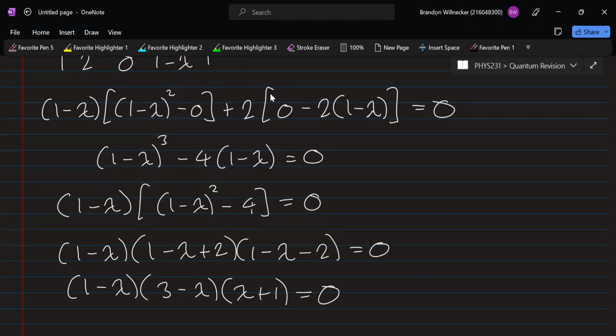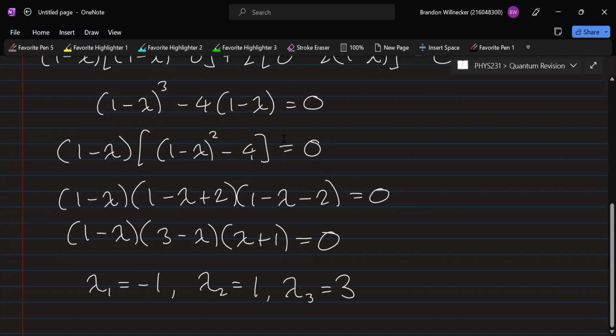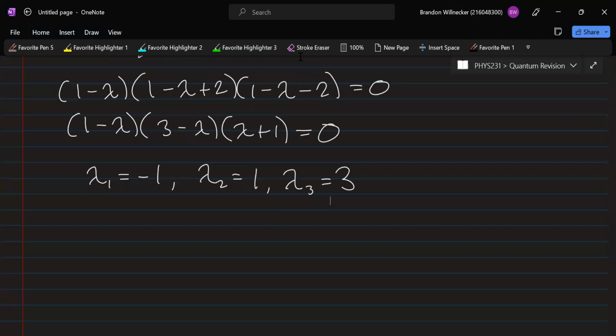Okay, so we've got a product of 3 terms equaling 0, so we can easily solve for our lambda values. So lambda 1 is minus 1, lambda 2 is 1, and lambda 3 is 3. Now, I like to order the eigenvalues in increasing order. However, that's not compulsory, but I like to just be consistent with that. Okay, so those are our lambdas.